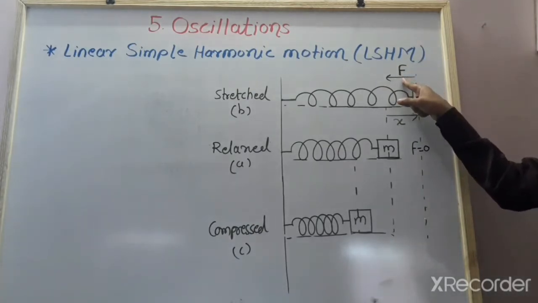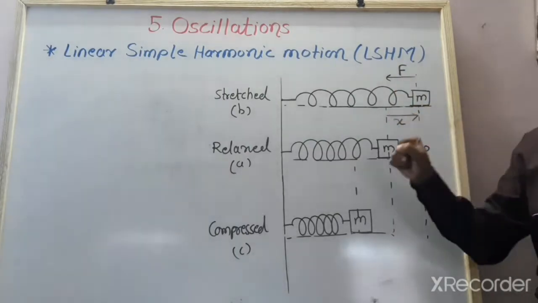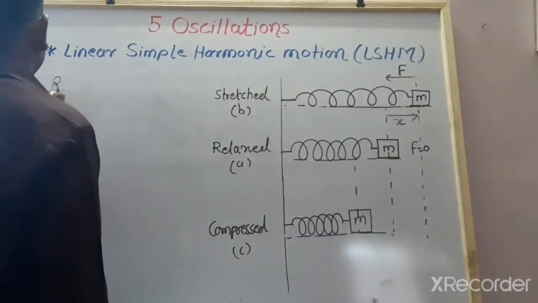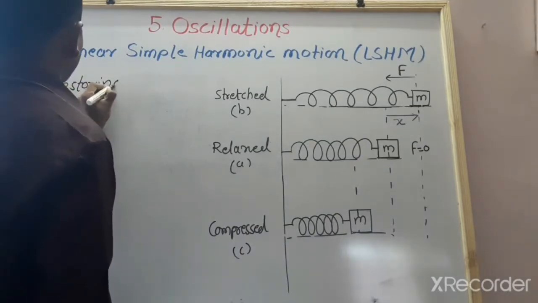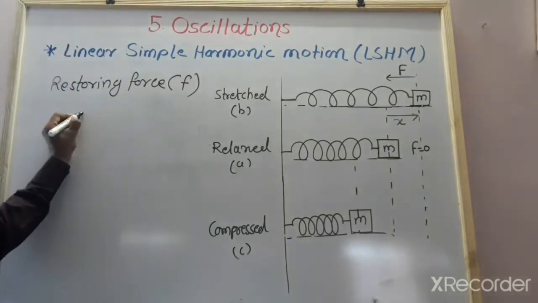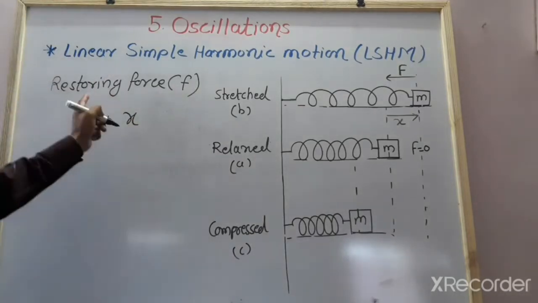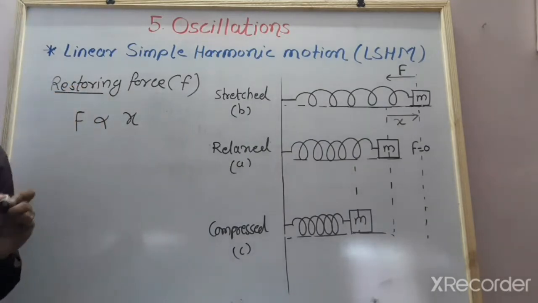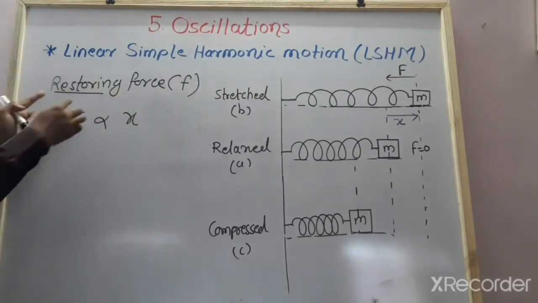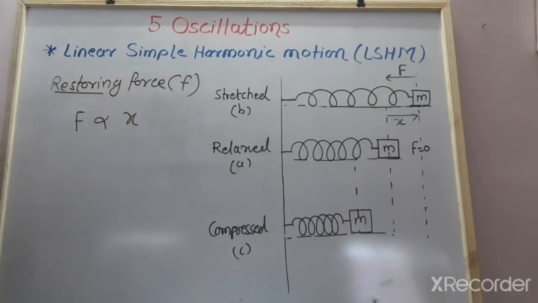This force is responsible for the block to return to its mean position or its rest position, and due to this it is called the restoring force, F. This restoring force is directly proportional to the displacement of the block from its mean position. Why is it called a restoring force? Because this force is responsible for the block to return to its rest position or mean position.